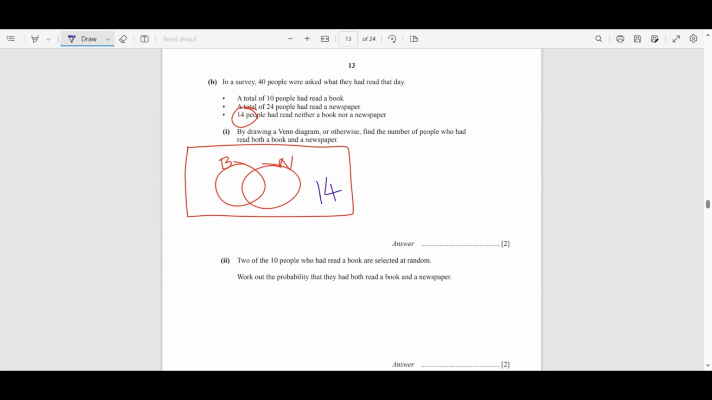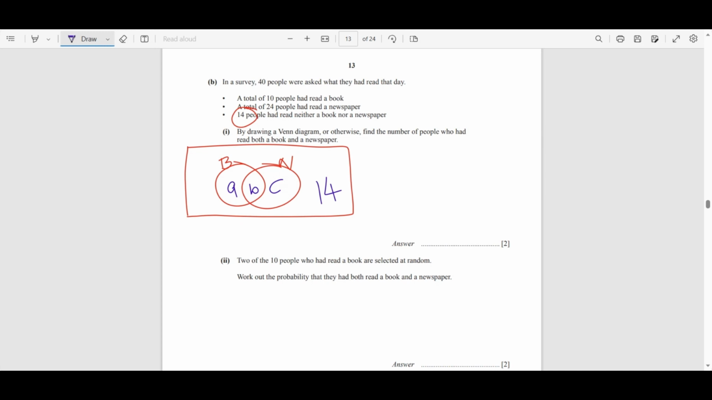They read the statement as a total of 10 people had read a book. That means it looks like this, which is actually not the case, because there are some of the people who have read a book and a newspaper as well. So if you want to count the number of people who have read a book, this may also include the number of people who have read the newspaper and the book together, right? So my way of doing this is, I just simply allot variables to it, because we're not sure of what is what.